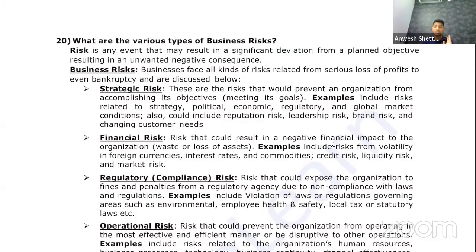Next, let us talk about the last question. Very interesting question, easy question, and this comes for your examination. Important one. What are the types of business risk? Okay, let us talk about different types of business risk.